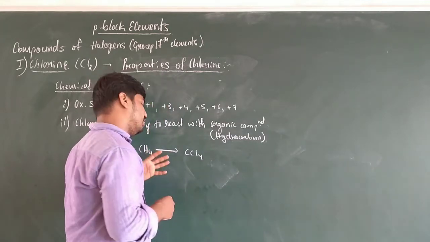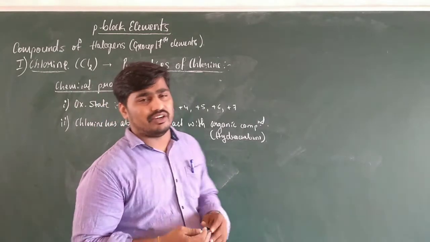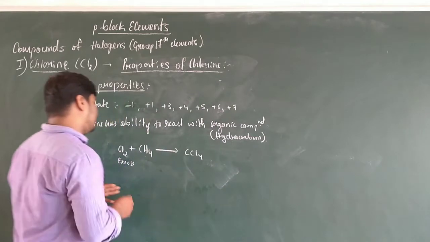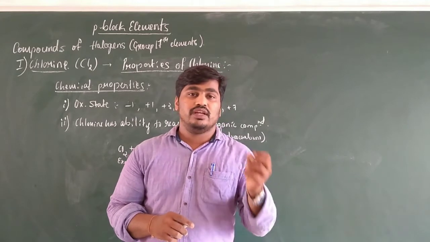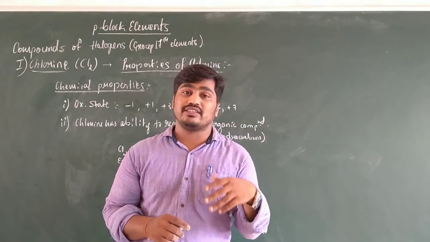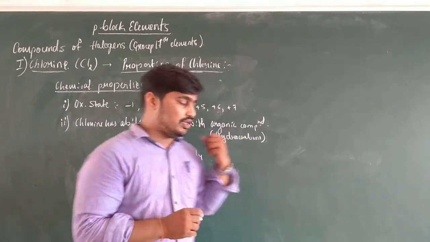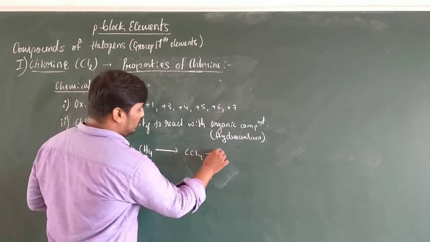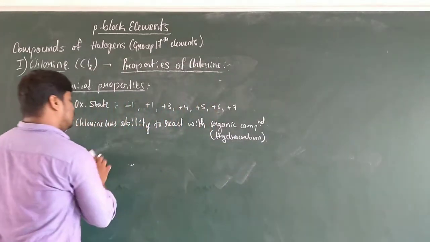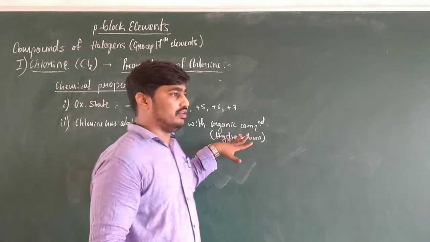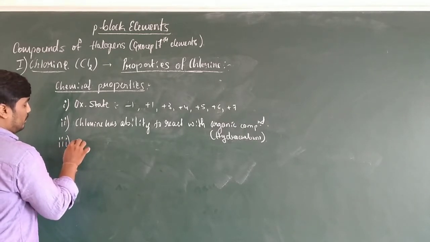Similarly, all alkenes and all hydrocarbons have the ability to react with chlorine. This is because of its affinity towards hydrogen. What is the reason chlorine reacts with hydrocarbons? Because chlorine has an affinity towards hydrogen. It has the ability to take hydrogen from the organic compound. Therefore, the byproduct HCl, hydrochloric acid, is produced. Okay, so this is the first chemical reactivity. Next, it has the ability to react with bases.